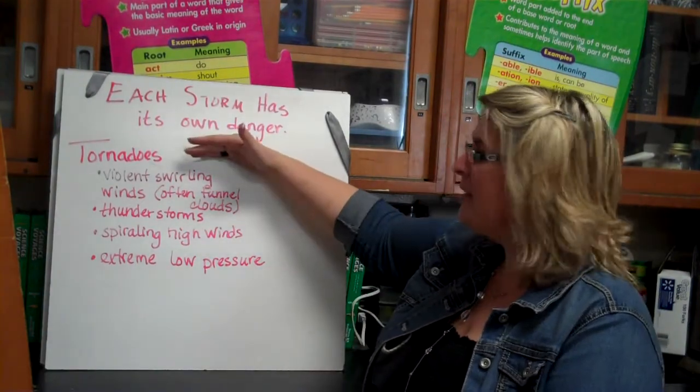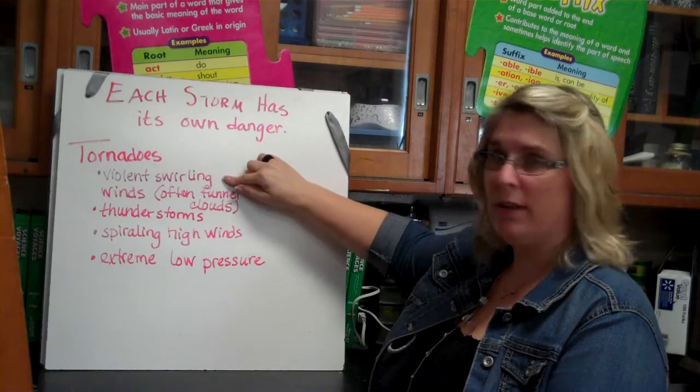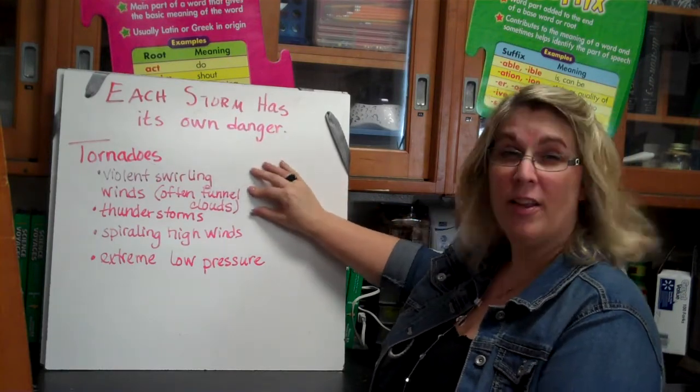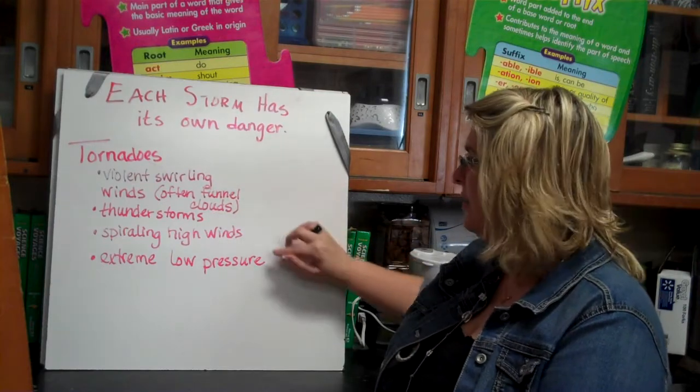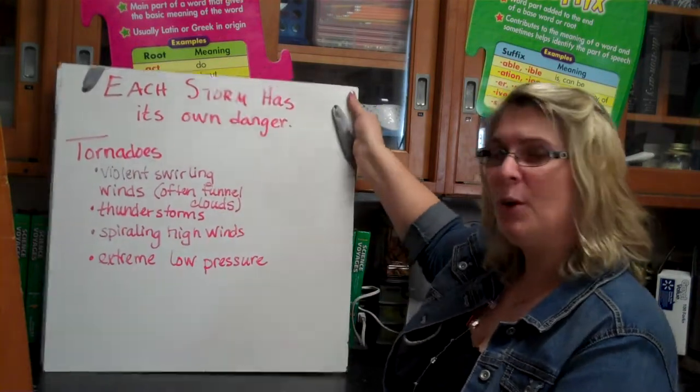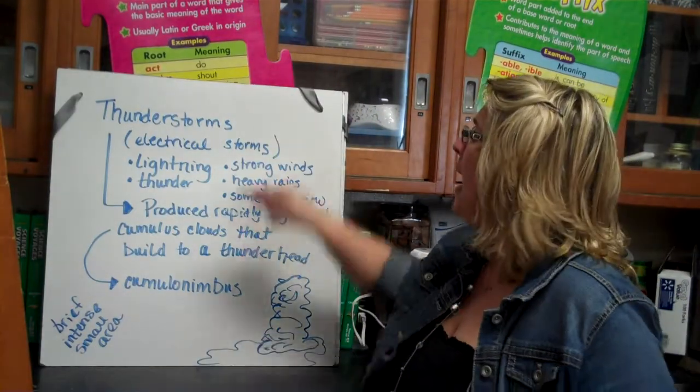The first storm we want to look at is a tornado, where you have violent swirling of winds, and they often form funnel clouds, but not always. You have spiraling high winds and extreme low pressure. Remember, low pressure meaning bad weather.